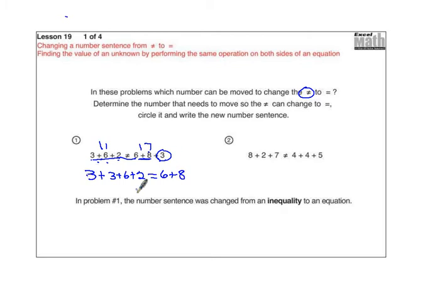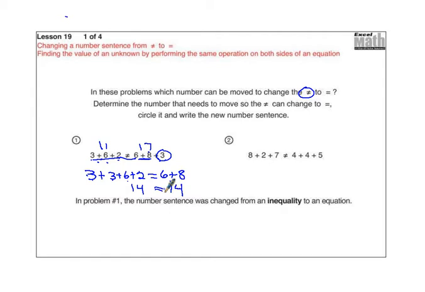Then the last thing I'm going to do is write what each side is now equal to, to prove that it actually worked. 3 plus 3 is? 6. Good. 6 plus 6 is? 12. 12 plus 2 is? 14. Okay, 6 plus 8 is? 14. 14 equals 14. It came out right by moving the 3.